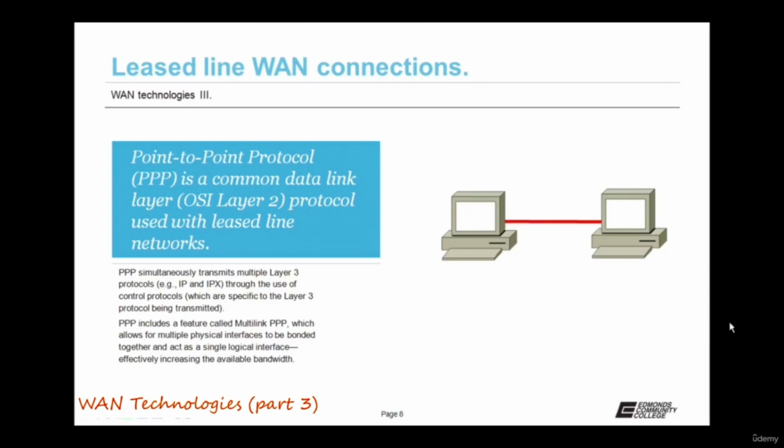PPP can include a feature called multi-link PPP, which allows for multiple physical interfaces to be bonded together and act as a single logical interface. This effectively increases the available bandwidth to that system.